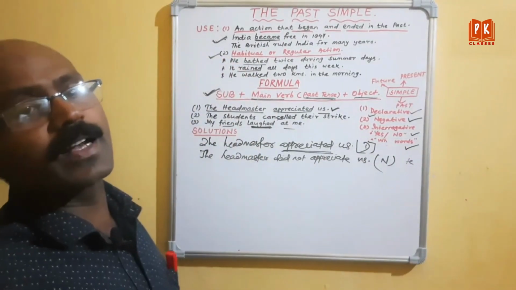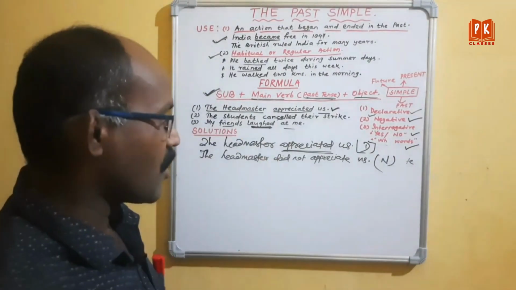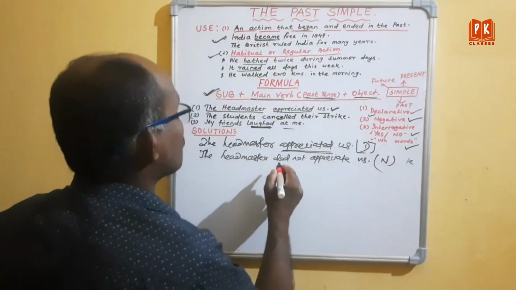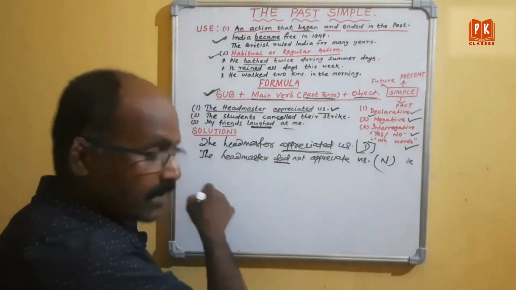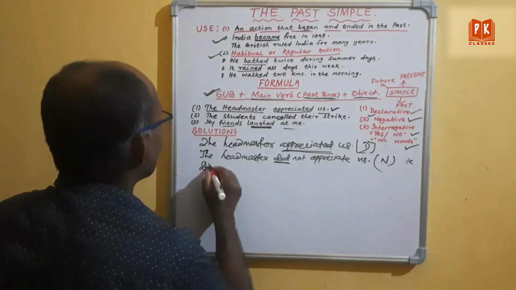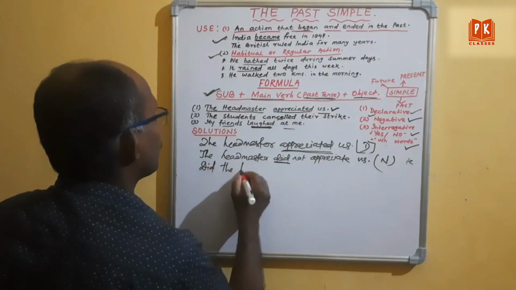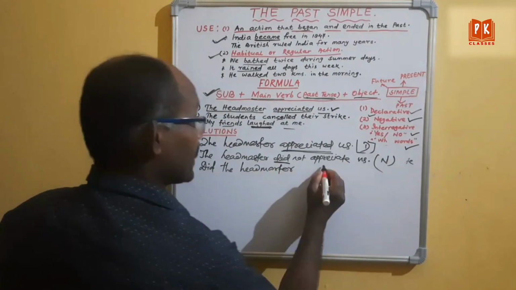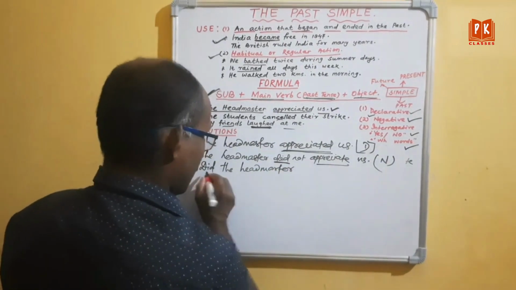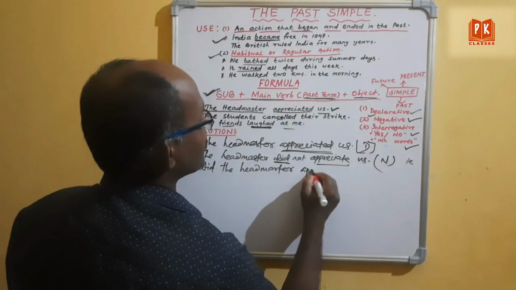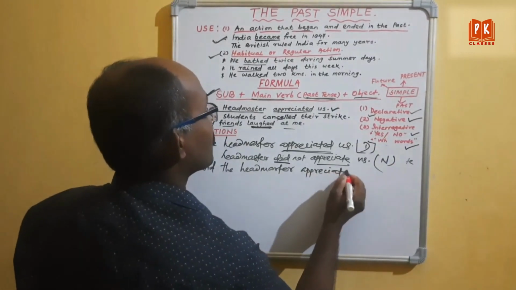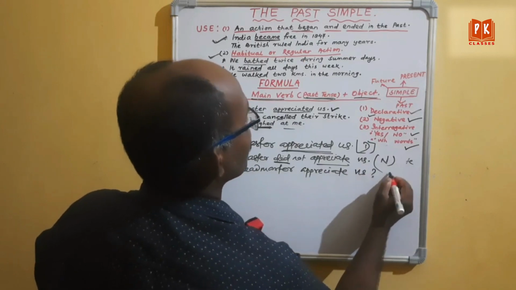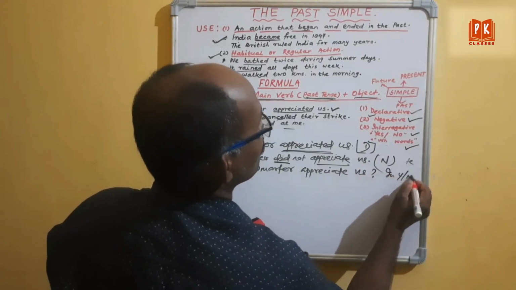Now we have to make it interrogative. Interrogative means yes or no. What will we do? Same formula, what you have applied in the present tense. That means you take the did at the beginning. Did the headmaster appreciate, not appreciated. Did plus appreciate. Did the headmaster appreciate us? Question mark, interrogative, yes or no.